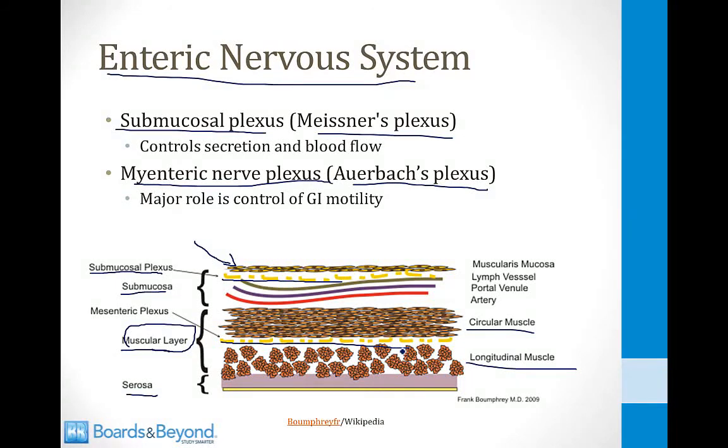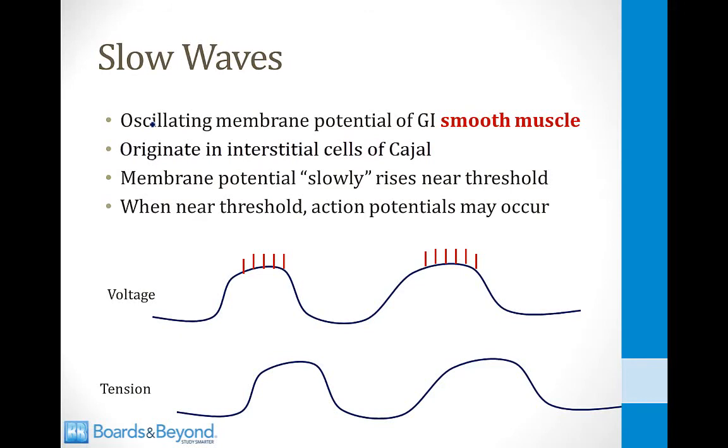The major role of the submucosal plexus is to control secretions and blood flow. The major role of the outer plexus, Auerbach's plexus, is to control GI motility. Another electrical feature of the gastrointestinal tract is the presence of slow waves. These are oscillations or fluctuations in the membrane potential of GI smooth muscle cells. And I've bolded the word smooth muscle to remind you that this is a phenomenon of muscle cells, not of neurons. It's sometimes a point of confusion.